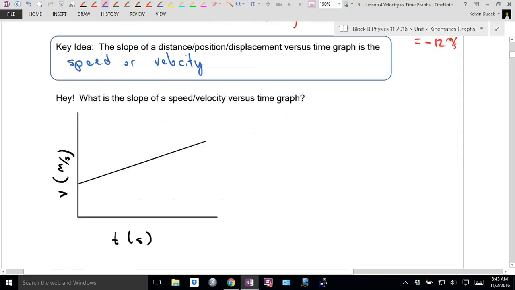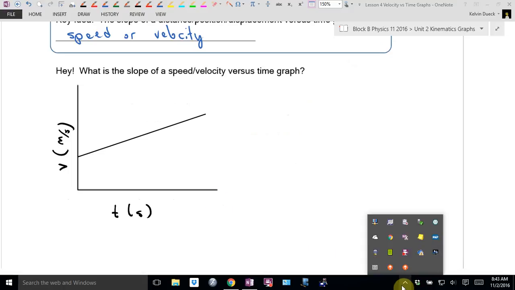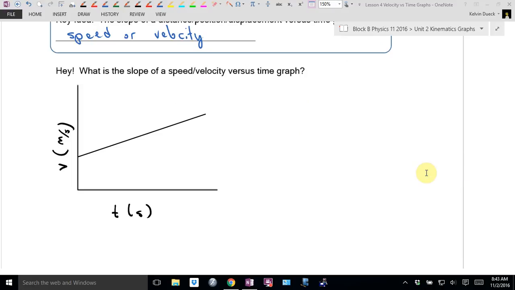All right. Here's our key idea for today. What's the slope of a speed or velocity versus time graph? Pause the video. Got someone coming in late. So here's our key idea. What's the slope of a speed or velocity versus time graph? Let's see if we can figure it out by looking at the units.